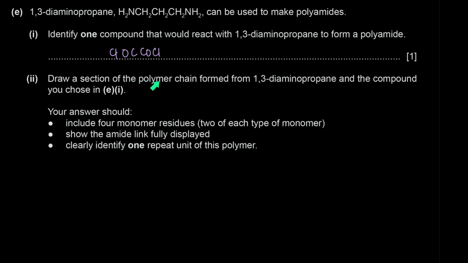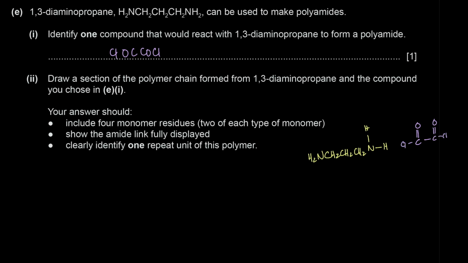Draw a section of the polymer chain formed from 1,3-diaminopropane and the compound you chose. Your answer should include 4 monomer residues, 2 of each type of monomer, so that means 2 repeat units. Show the amide link fully displayed and clearly identify 1 repeat unit. What you have here is H2N, then 3 CH2s, then NH2 again. The acyl chloride I chose was this one: you have COCl at each end.